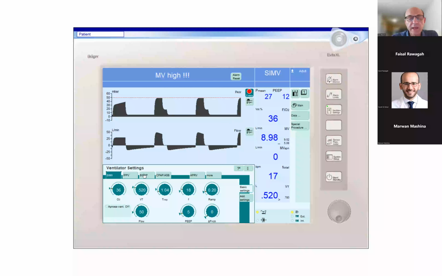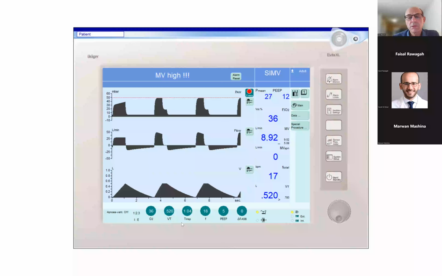Okay, so with this, when I increase the flow, Marwan, let me go to Faisal. And so what's next? Did that solve anything? What did we gain with this? Yep. I think the inspiratory time stayed the same, because we are still cycling by the time, I think.